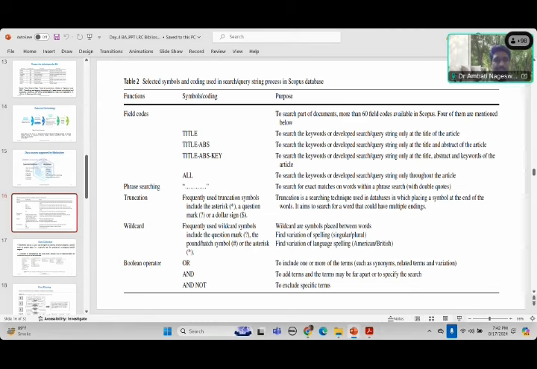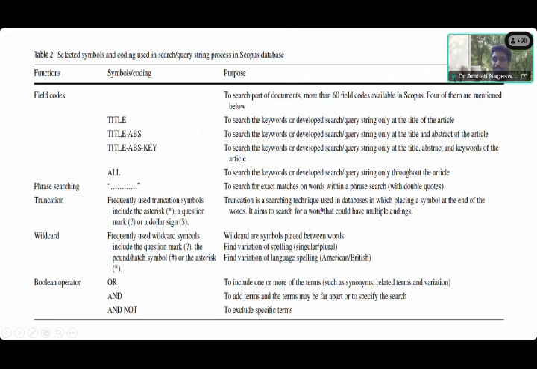One can use truncation. Truncation is a searching technique used in databases in which placing a symbol at the end of a word, for example, if you are typing industry, INDUSTR, I'm not writing the Y, I'm not completing the entire word. In place of Y, I'm going to keep either an asterisk, question mark, or dollar sign. Now, what is going to happen? It is going to trace the articles wherever there is industries, industrialization. So this is a plus point of using truncation.